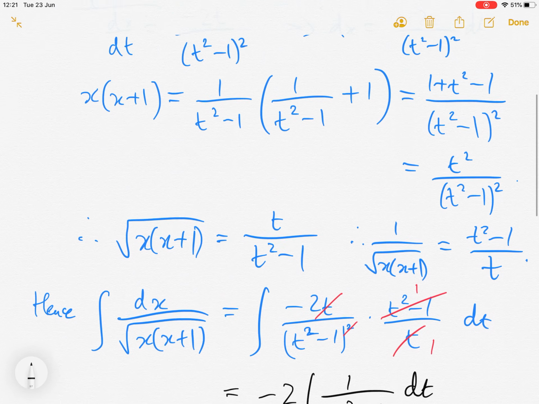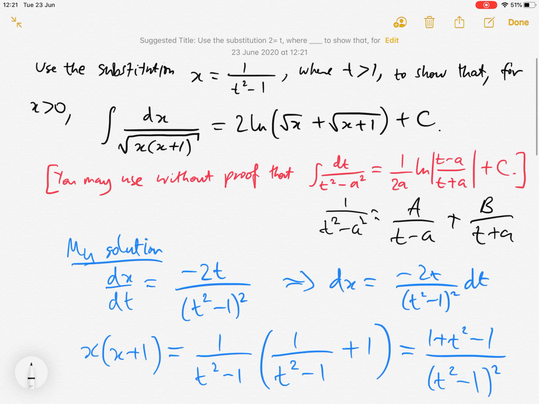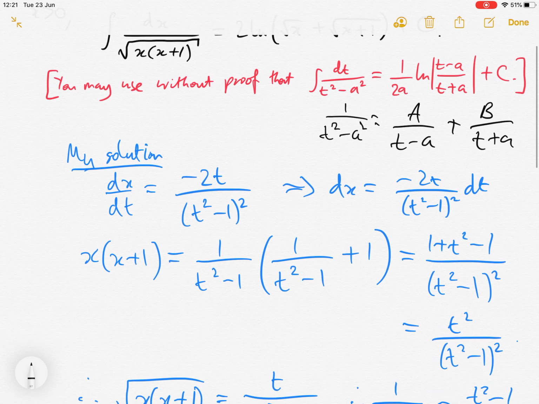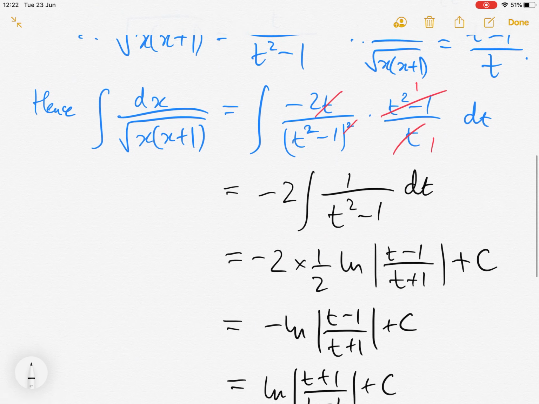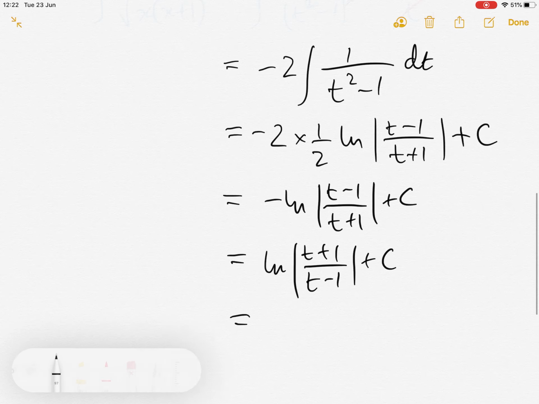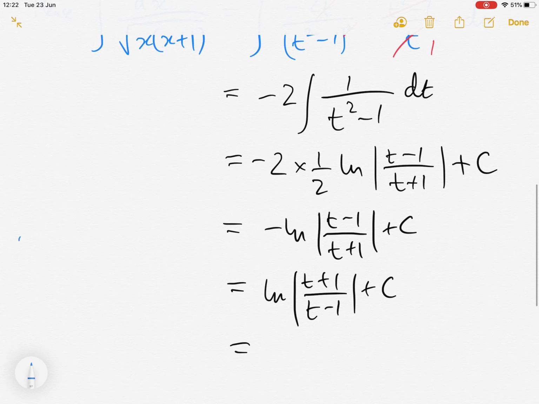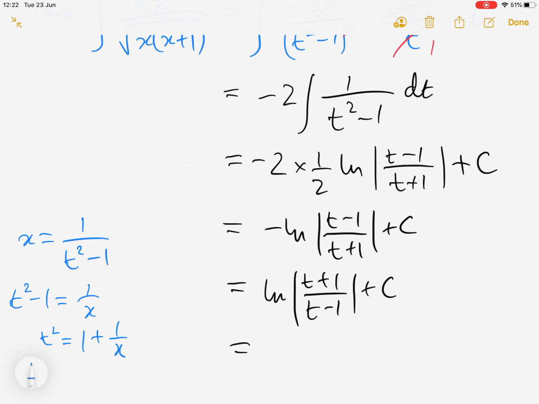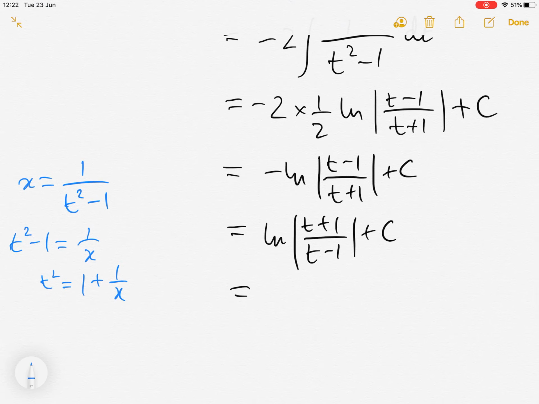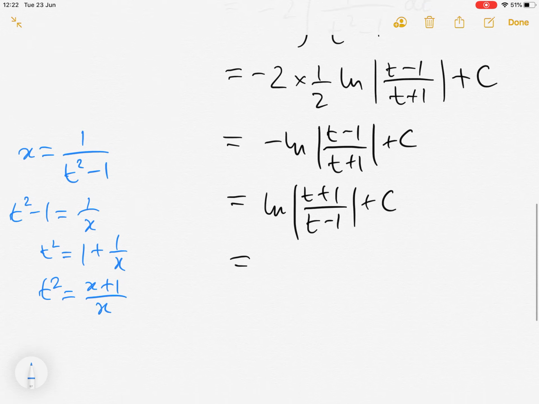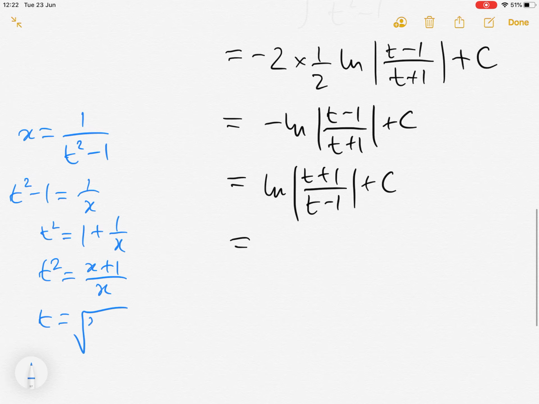And then let's replace t with, well, we need to work out what t is in terms of x. So let's do that next, at the side. So we've got x is 1 over t squared minus 1. So t squared minus 1 is 1 over x. So t squared is 1 plus 1 over x. So t squared is x plus 1 over x. So t is root x plus 1 over x.